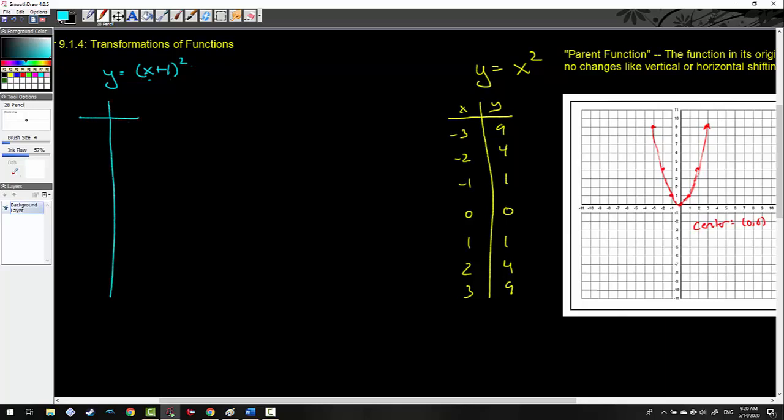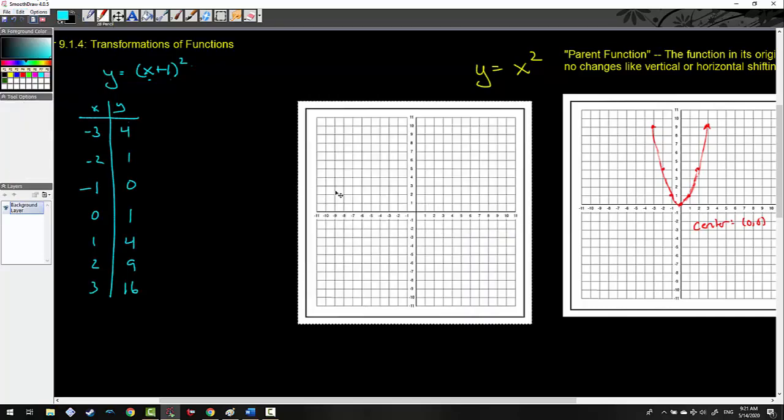I'm going to use the exact same numbers that I did last time, and we'll see how the plus 1 on the inside affects the graph. So negative 3 plus 1 is negative 2, squared is 4. Negative 2 plus 1 gets me negative 1, squared is 1. Negative 1 plus 1 gets me 0, so 0 squared is 0. 0 plus 1 is 1, squared is 1. 1 plus 1 is 2, squared is 4. 2 plus 1 is 3, squared is 9. And then 3 plus 1 is 4, squared is 16. I apologize, I moved through that a little bit fast, but hopefully you were able to keep up with the computations.